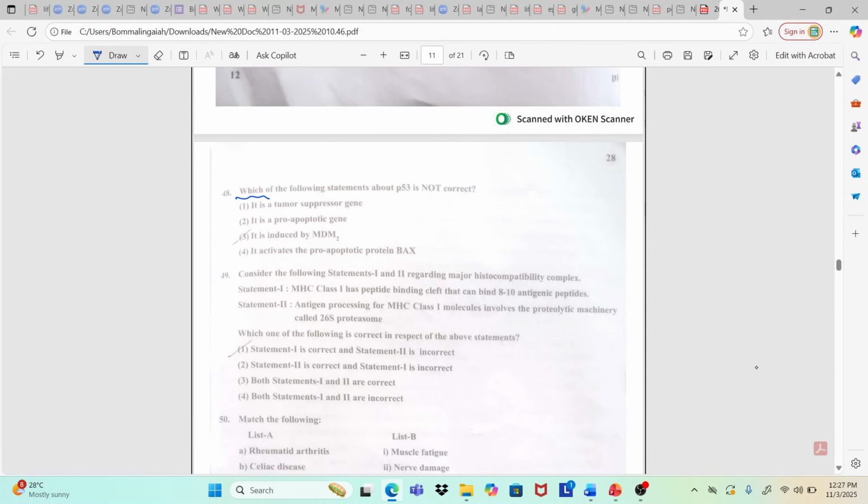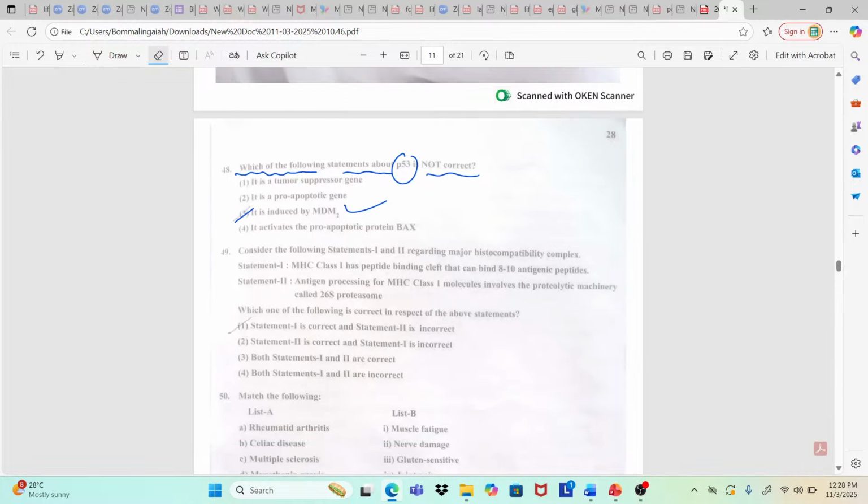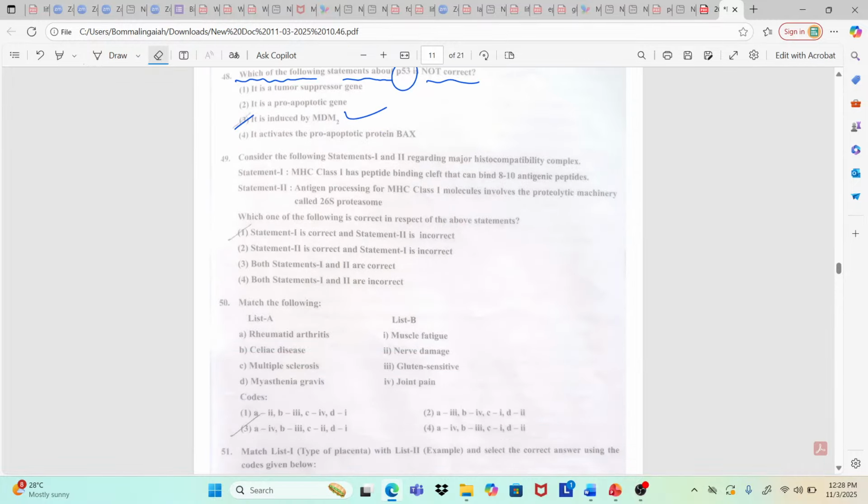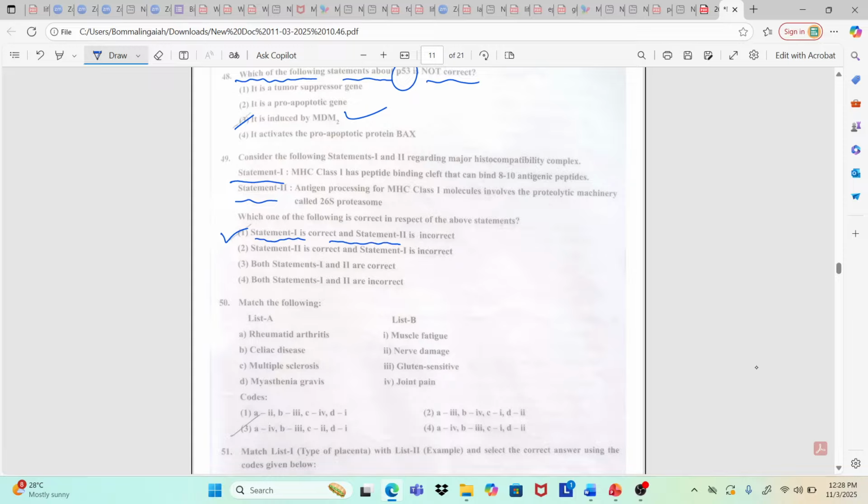Yes, question number 48. Which of the following statements about P53 is not correct? That means it is induced by MDM2 is the correct one. Next, question number 49. Two statements are given, statement 1 and statement 2. You have to read it. For this question I am just going to give the answer: statement 1 is correct and statement 2 is incorrect. Option 1 is the correct option. Next, question number 50.